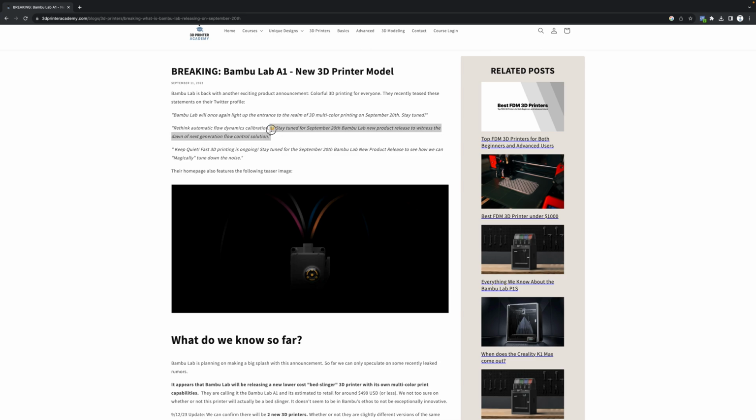I'm not exactly sure what the deal is with the flow control solution, but you could tell here that there's most likely either some sort of filament splicer, or this could more likely be the extruder slash hot end. Keep quiet. I'm not keeping quiet. Fast 3D printing is ongoing. Stay tuned for September 20th. Bambu Lab new product release. See how we could magically tune down the noise.